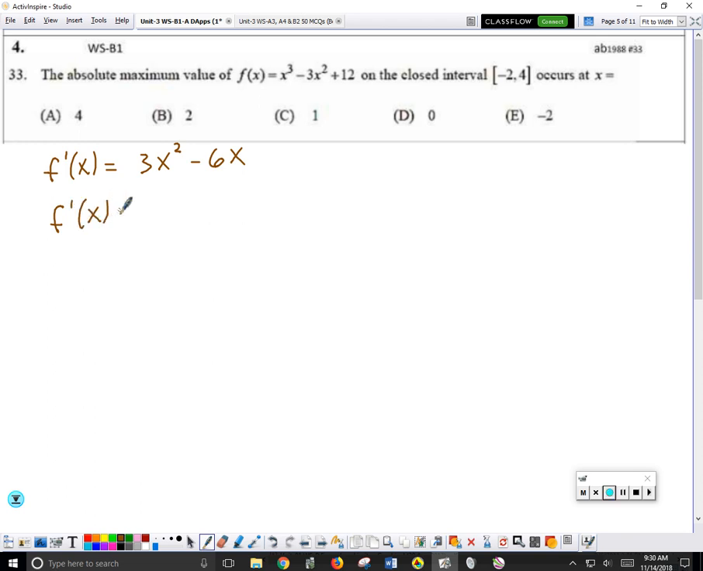So pull out a 3x. That leaves x subtract 2. So now f prime is factored. I think of f prime as being 2 factors: 3x multiplied by x minus 2.